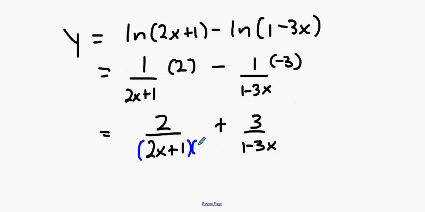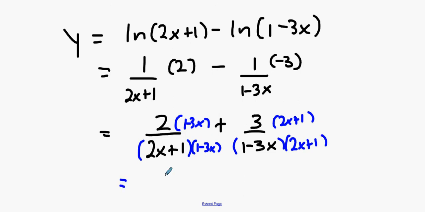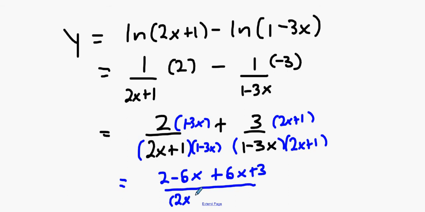The blue parts are the parts I put in extra, to make sure we get a common denominator. So I think what I'm going to get on here is 2 minus 6x plus 6x plus 3. I'm not even going to multiply that out on the bottom because there's no point. And did anybody get 5 over 2x plus 1, 1 minus 3x?